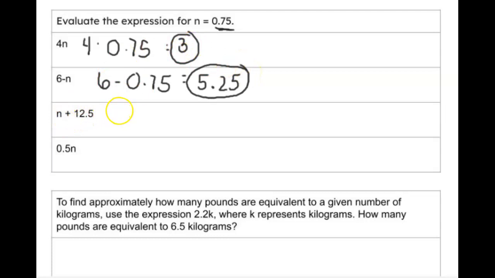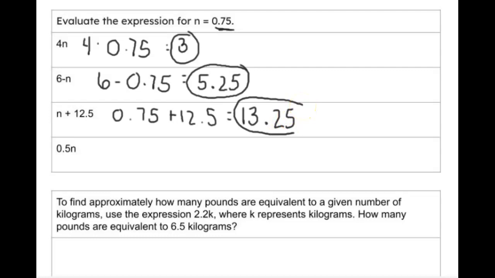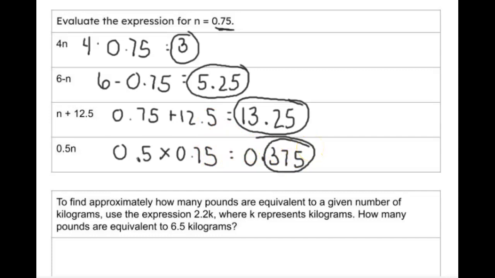Next one, we're going to add 0.75 to 12.5. When I do that, I get 13.25. Okay, then we have 0.5n. Remember, that's multiplication because a letter and a number next to it is multiplication. So 0.5 times 0.75, I get 0.375. Oops, I should have circled that whole thing. Sorry. It's 0.375.